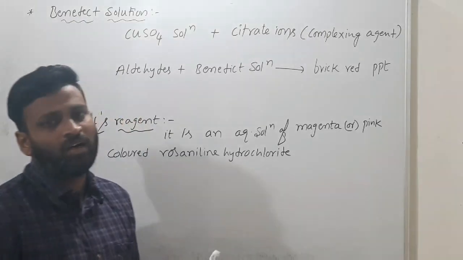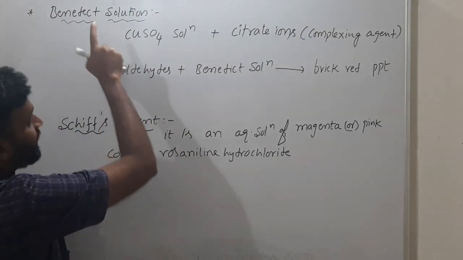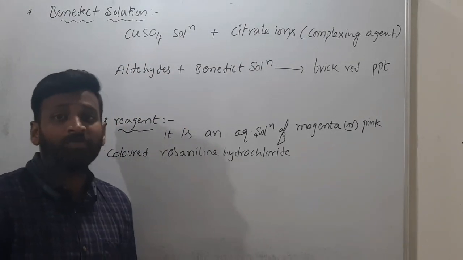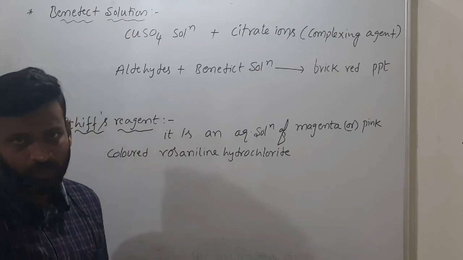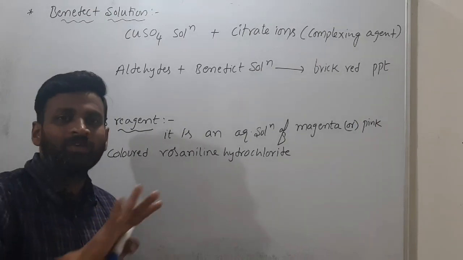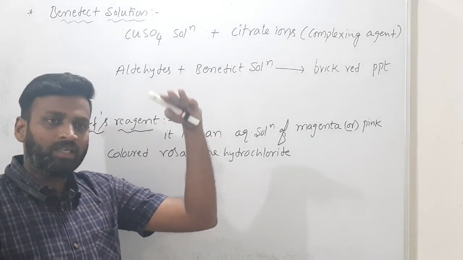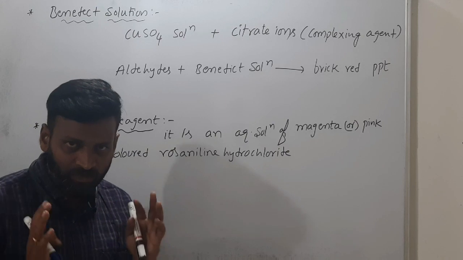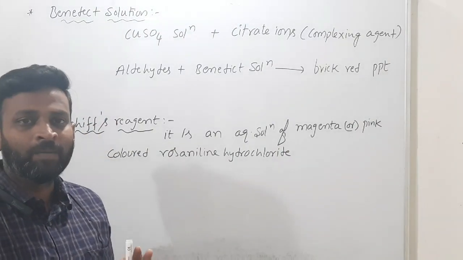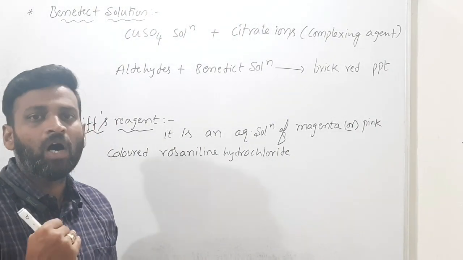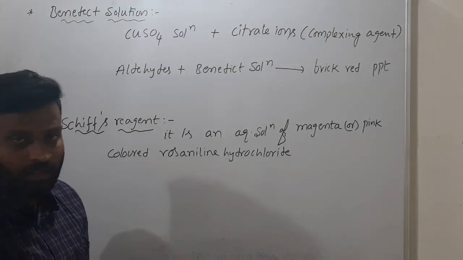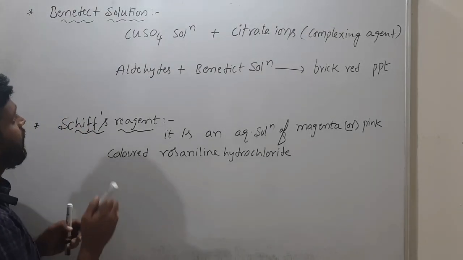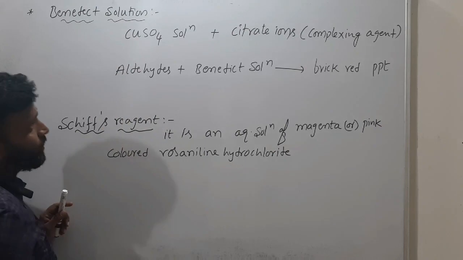These are very weak oxidizing agents, this Benedict as well as Fehling solution we discussed previously. So, understood? Ketones will never be oxidized by Tollens, Fehling, Benedict or else Schiff's reagent. This is very clear. Ketones are very less reactive towards oxidation. Got it clearly? So next, Benedict solution.